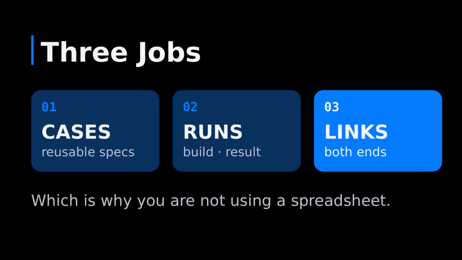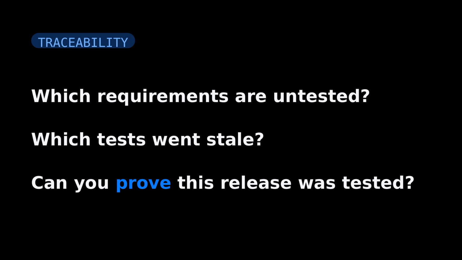There are 3 main jobs a test management tool has to accomplish. First, it holds your test cases as versioned and reusable specification. It records your runs: who ran what, which build, and with what result. And it links both ends, requirements to test cases and test cases to defects. That third job is very important and the reason why you should not use a spreadsheet. It answers which requirements are untested, which tests went stale when a requirement changed, and whether you can prove this release was tested.